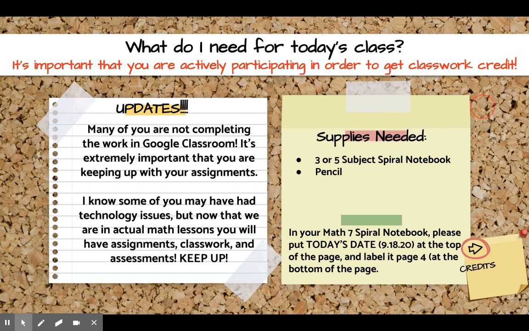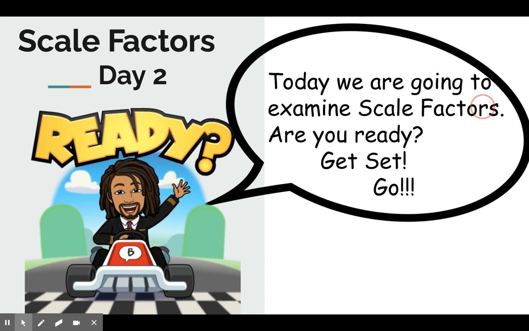Okay, so let's jump to what supplies are needed for today's class. You'll just need a pencil and your spiral notebook, and we want to make sure that we put today's date at the top of the page. Today is September 18th, and at the bottom of the page, we're going to label it page 4. So again, we're going to talk about scale factors today. This is day 2, so let's jump right in. We're ready to get going.